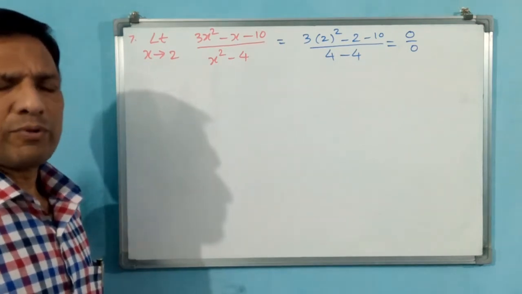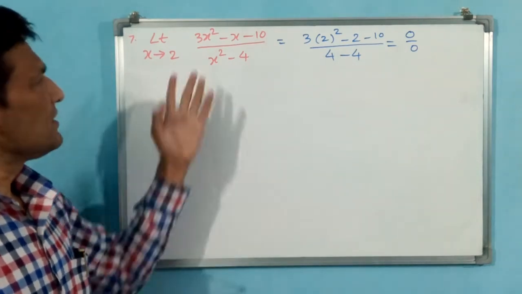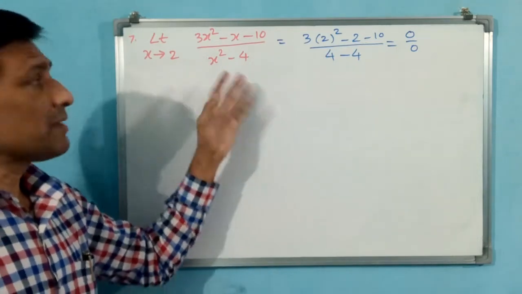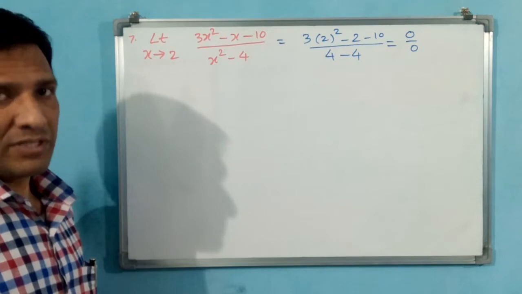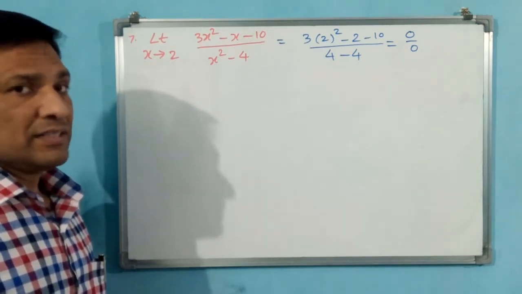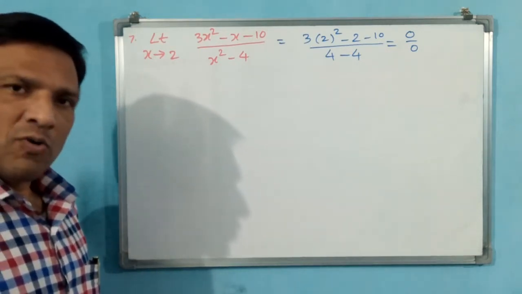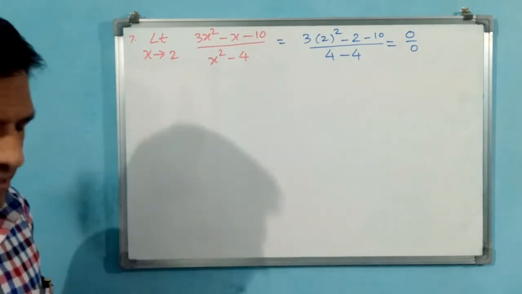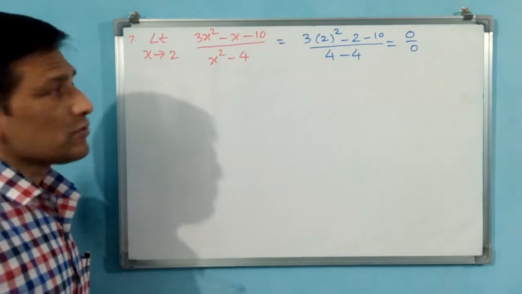What is the procedure? Factorization only. Why? Because this is not in that formula. You cannot take y equal to something, because here two expressions are there. This is typical. Now let us try the factorization method. For doing factorization, what do we have to do?